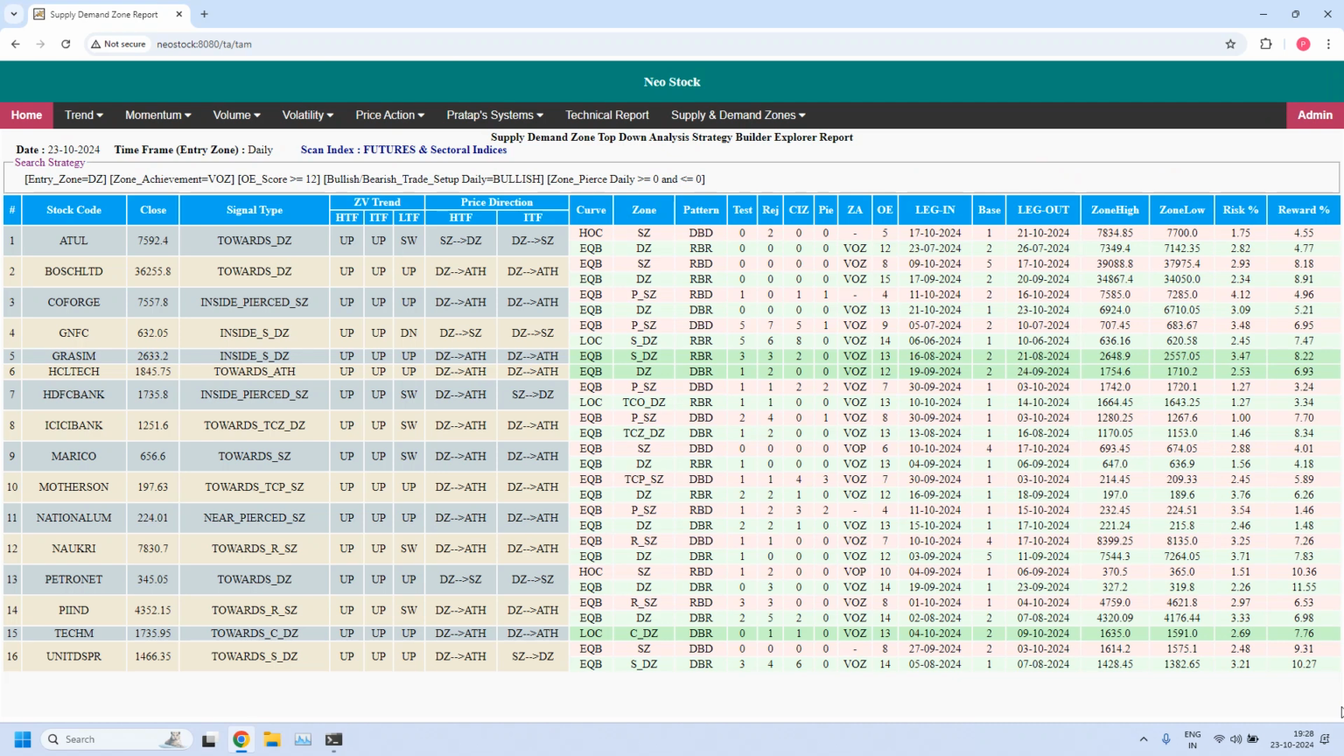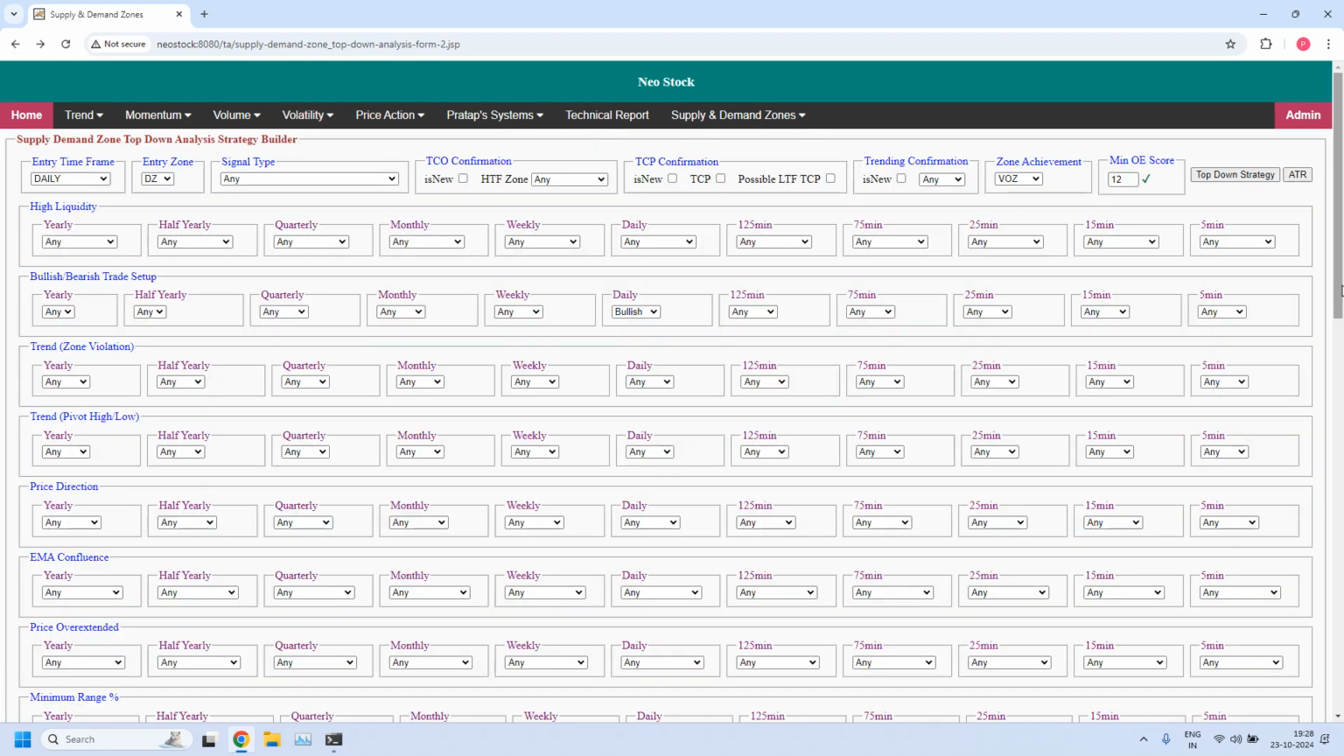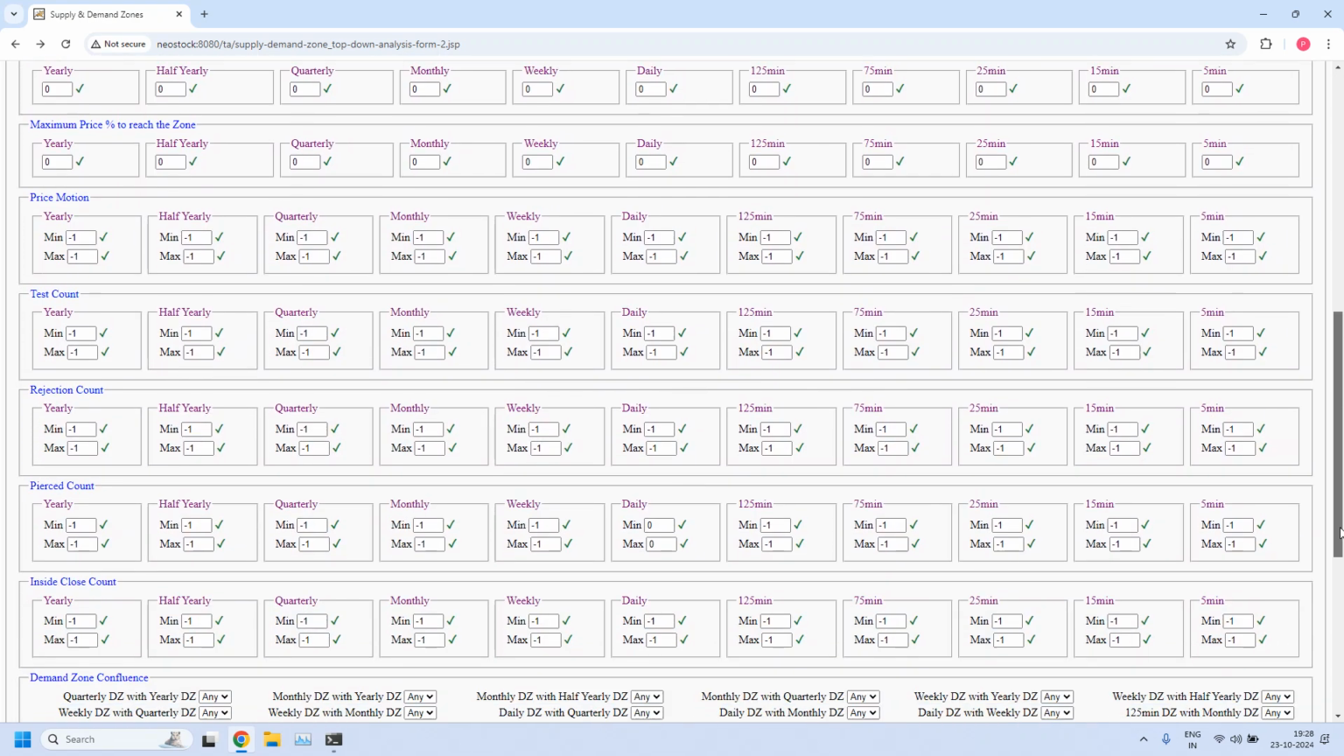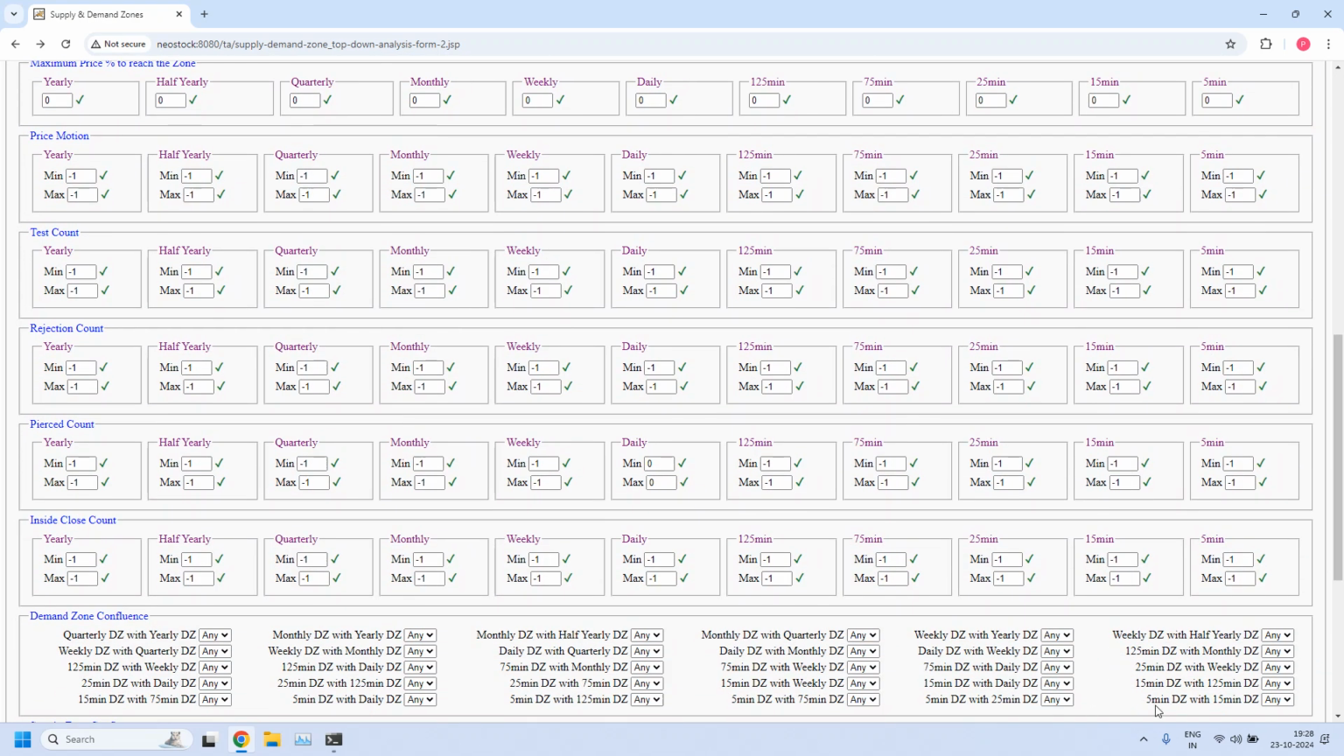Okay, in these 16, there could be some high probability supported stocks. To identify them, let us use ITF confluence. That is a daily demand zone confluence with weekly demand zone. That means the daily demand zone should be part of the weekly demand zone. Both will be overlapped. So I am enabling the filter daily demand zone with weekly demand zone confluence.